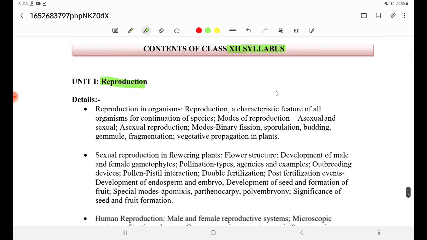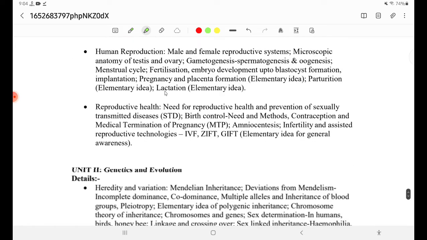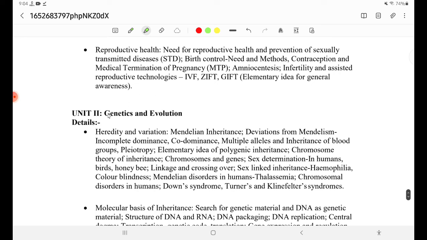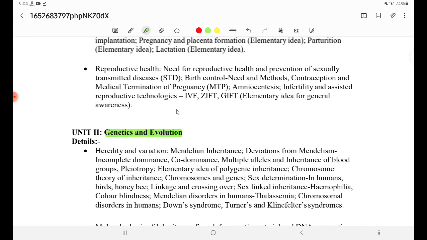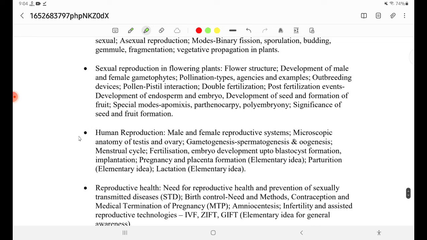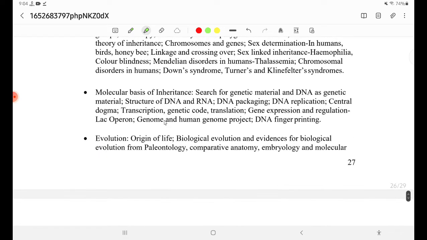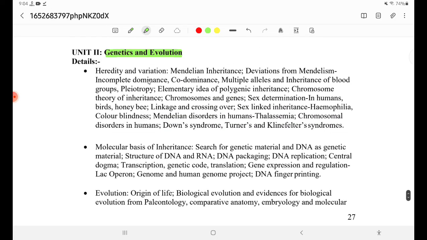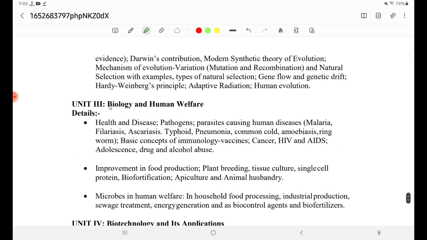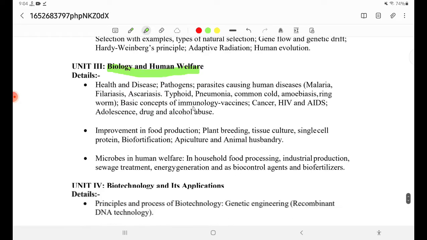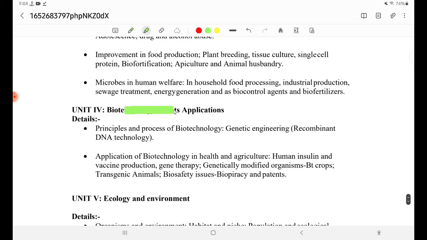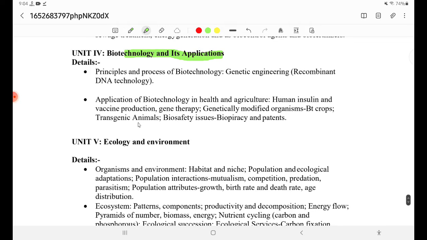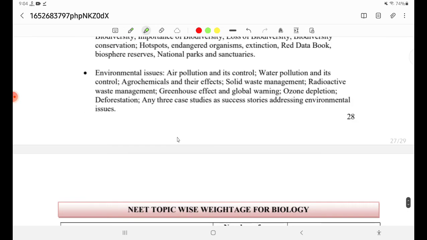It is reproduction, but although it is an interesting chapter, the first chapter starts with plants, so no more interest. In this reproduction chapter you can find the human reproduction. And the second one is genetics and evolution, the third one is biology and human welfare, the fourth one is biotechnology and its applications, and the fifth one is ecology and environment.